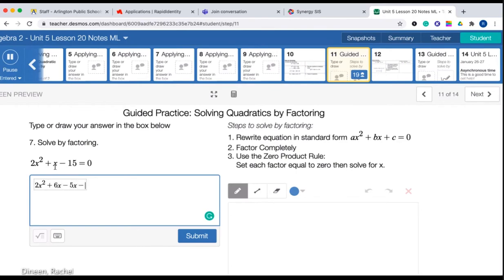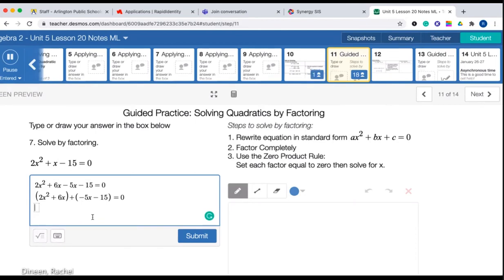So I'm going to split my middle term. Instead of writing x, I'm going to write it as 6x minus 5x. The next step is to group together my first two terms, separating them with a plus sign, and group together my last two terms. Then I factor out my greatest common factor.